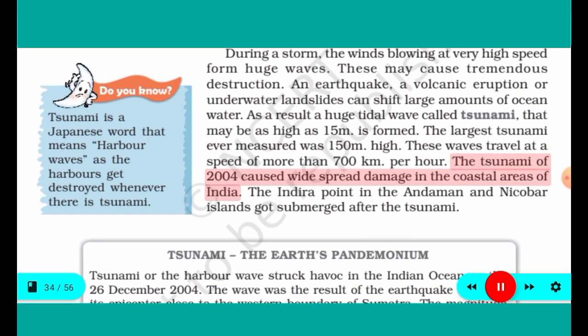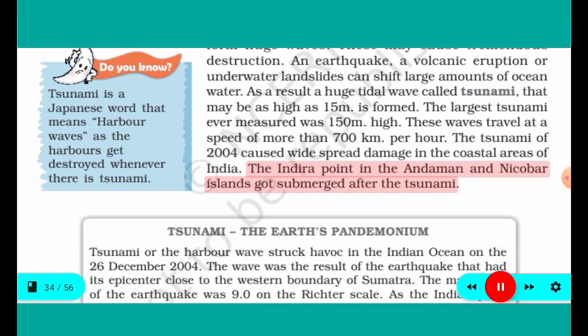The tsunami of 2004 caused widespread damage in the coastal areas of India. The Indira Point in the Andaman and Nicobar Islands got submerged after the tsunami.